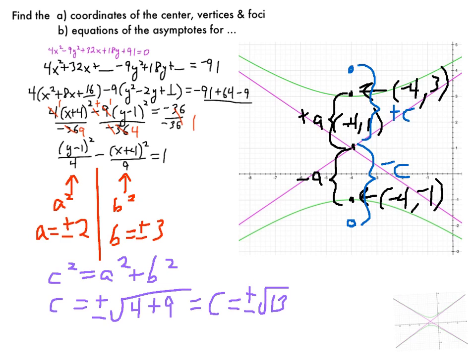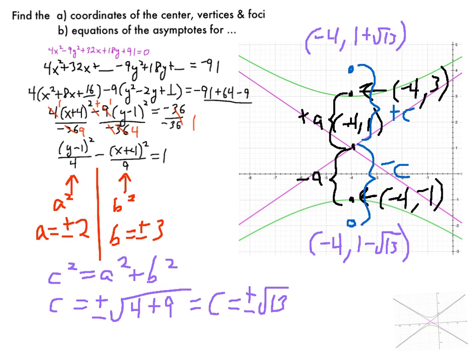Which means that I need to add radical 13 and subtract radical 13 to the y value of the center. The negative 4s don't change, since we're not doing anything to the x values. That's still negative 4. If we're at 1 in the center, then this is going to be 1 plus the square root of 13, and this is going to be 1 minus the square root of 13. You can leave it in radical form. If you want to give me the decimal, that's fine. All right, we've gotten everything except for the equations of the asymptotes.